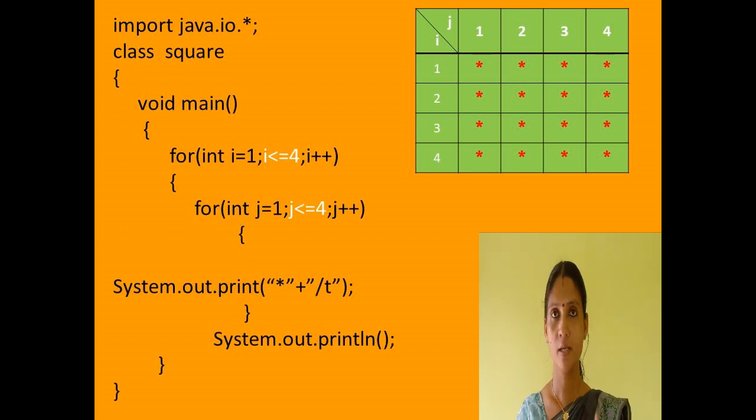See how it will work. First, it will take the first row, i is equal to 1. Then it will go to the inner loop and it will take j is equal to 1.